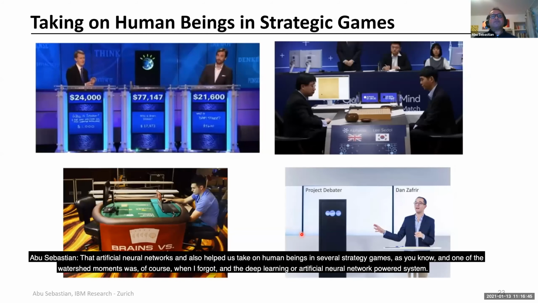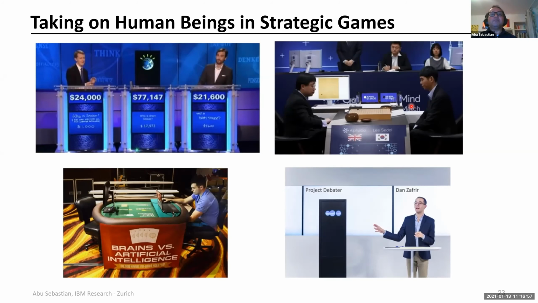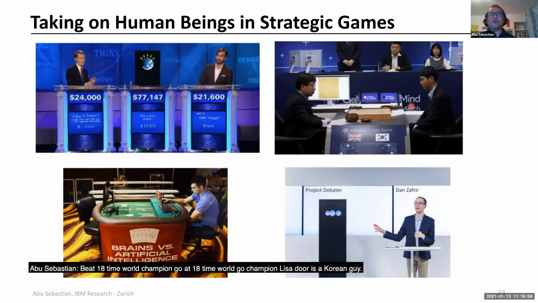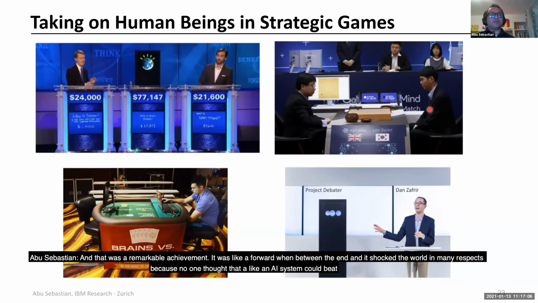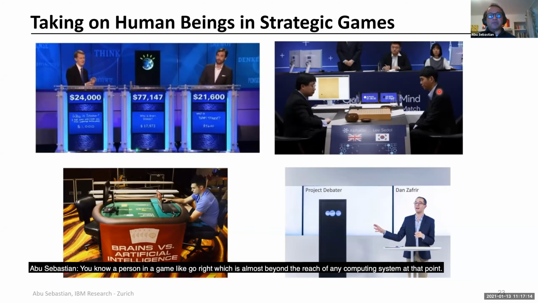Artificial neural networks have also helped us take on human beings in several strategic games, as you know. One of the watershed moments was, of course, when AlphaGo, another deep learning or artificial neural network powered system, beat 18-time world Go champion Lee Sedol. He's a Korean guy, and that was a remarkable achievement. It was a 4-1 victory in the end, and it shocked the world in many respects because no one thought that an AI system could beat a person in a game like Go, right, which is almost beyond the reach of any computing system at that point.